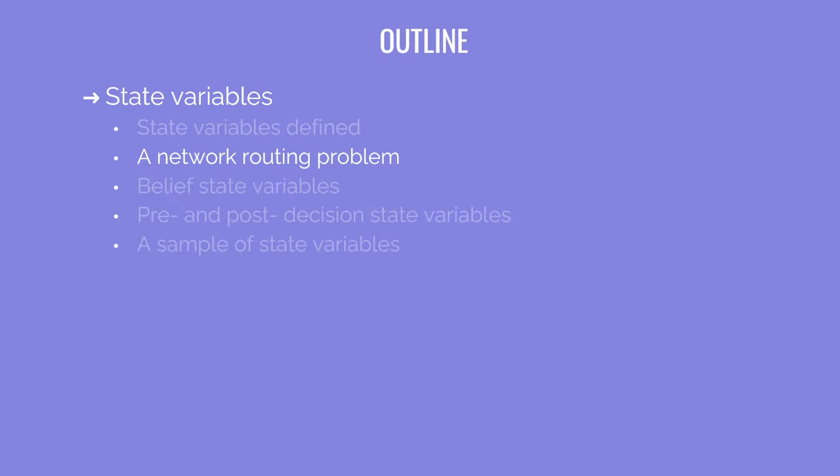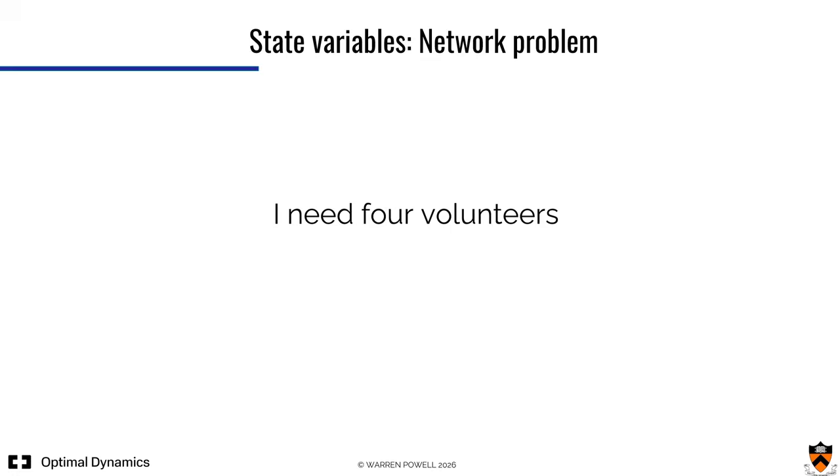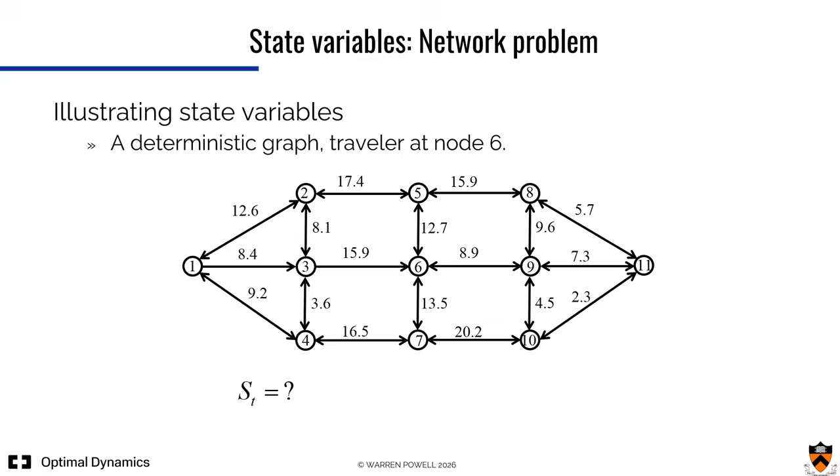Okay, network routing problem. I normally do this with a live audience, and I start off by asking for 4 volunteers. So get ready, because everybody watching this talk, you're going to have to be the 4 volunteers. All right, we have a basic graph. I need to get from node 1 to node 11. So I start off at node 1 and go to node 3, and then I go from node 3 and go to node 6. What is my state? What's the state of my traveler? What's the state of my system?